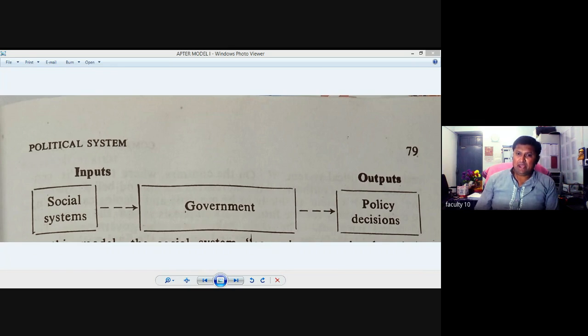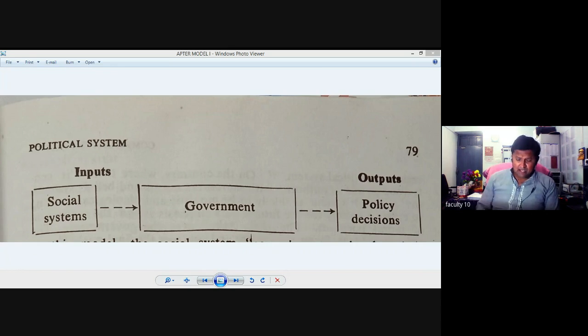The government makes policies based on the orientation of the society. So government makes policy based on the orientation of the social system. The government has to understand the aspiration of different groups. The government has to make policy to reduce the tension in the social system.